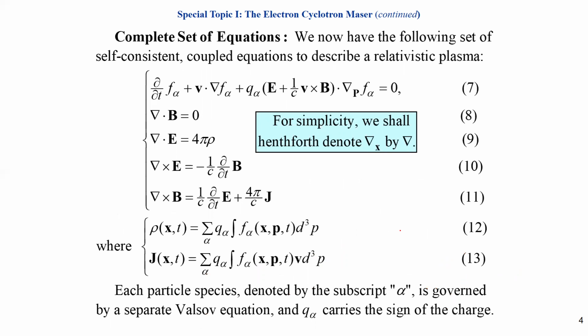Next, we will use a complete set of equations. The complete set of equations, of course, includes the relativistic Vlasov equation and 4 Maxwell equations: divergence B equals 0, divergence E equals 4 pi rho, curl of E equals minus 1 over c partial B partial t, and curl of B equals 1 over c partial E partial t plus 4 pi over c times J. That's Gaussian units.